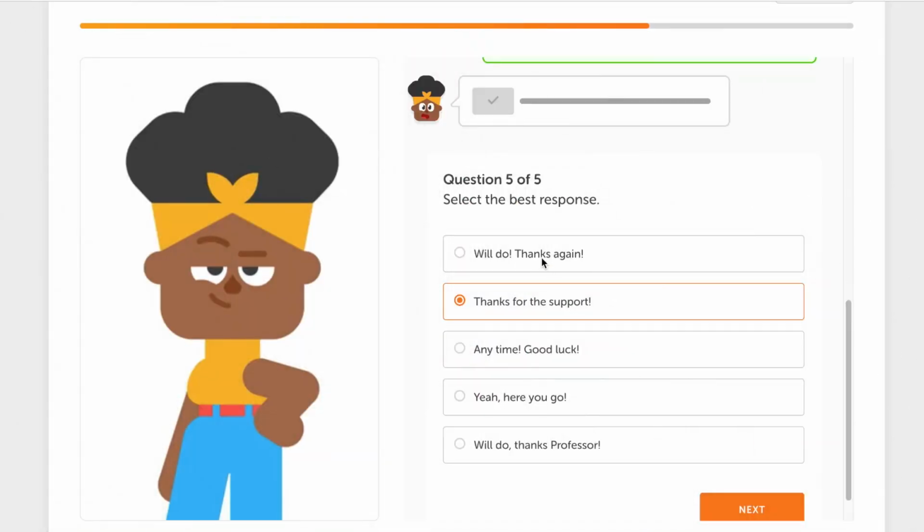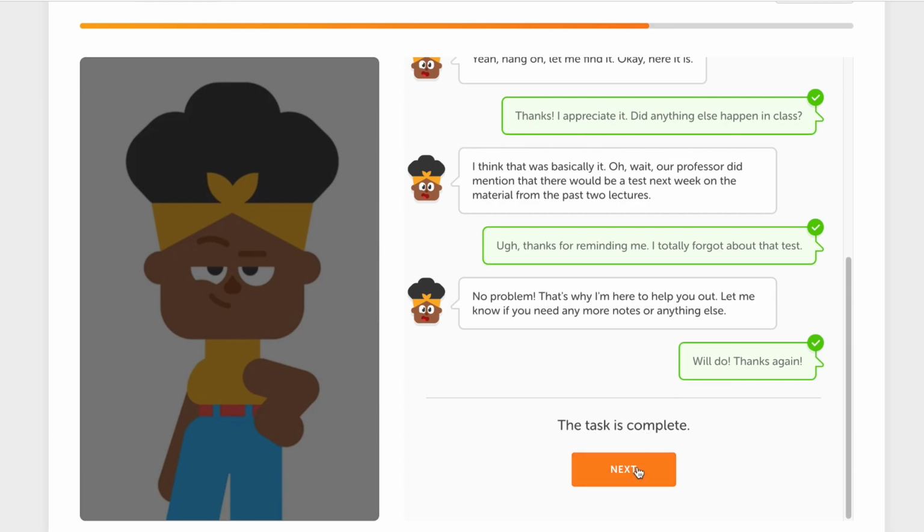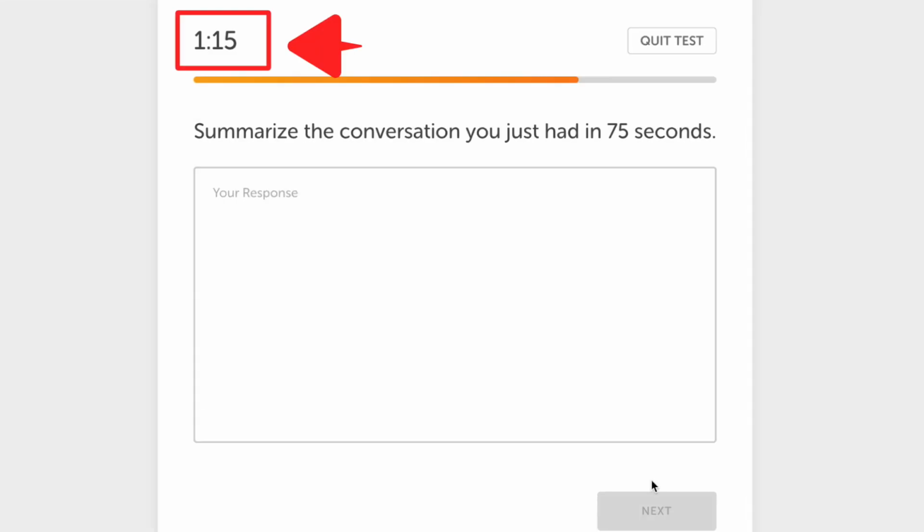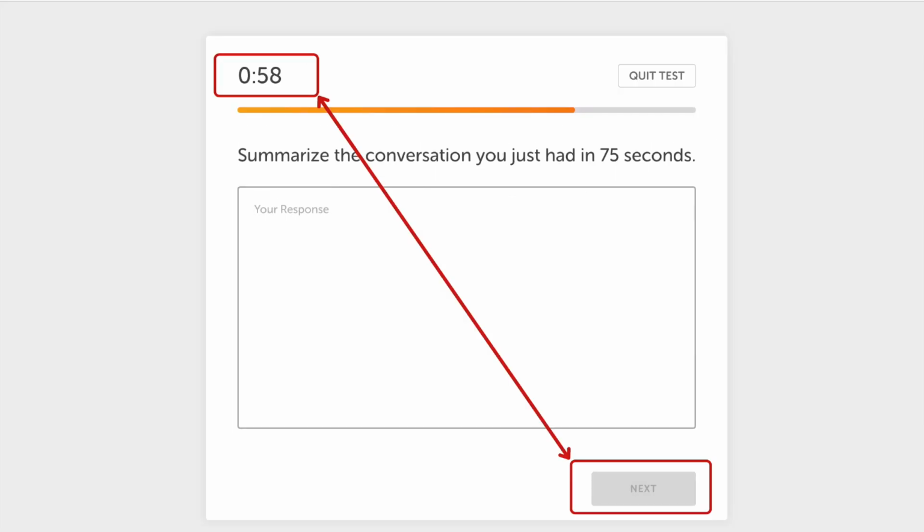If we complete all questions in the conversation, it's time to summarize it. Kindly remember that we only have 75 seconds in this question, and the test takers are able to move on if the first 20 seconds pass.